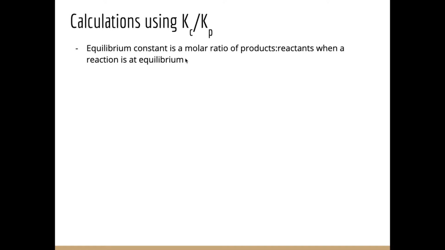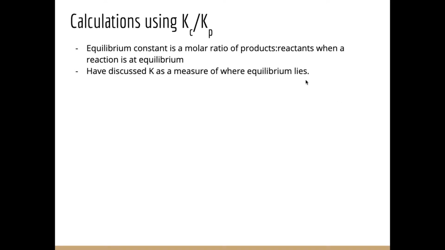Alright, so the equilibrium constant we said is a molar ratio of products to reactants when a reaction is at equilibrium. And we discussed K as a measure of where the equilibrium lies. So we can calculate the value for K depending on the concentration of each respective reactant or product. And then if that K is less than 1 or if that K is greater than 1, that tells us quite a bit about our reaction.